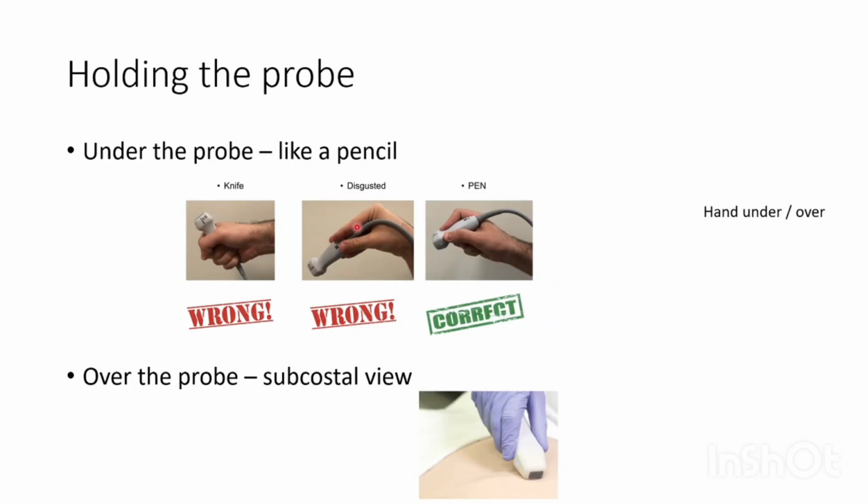How to hold the probe? There are two ways. You have to hold it under the probe or over the probe. Under the probe is the most common way for most of the views. You have to hold the probe like a pen or pencil. And for over the probe, you use it like this. That is typically used for a subcostal view. That is hand under the probe or hand over the probe. That is what we mean by under the probe or over the probe.